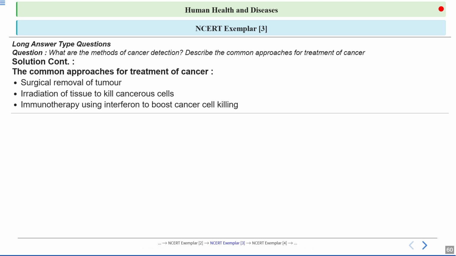Basically, a combination of all these techniques is used by the doctors to kill the cancer cells. Surgery can be used. In addition, irradiation and immunotherapy can be done. Chemotherapy can also be given to that person. But it is taken into consideration that only the cancerous cells are targeted, not the normal cells. Clear?